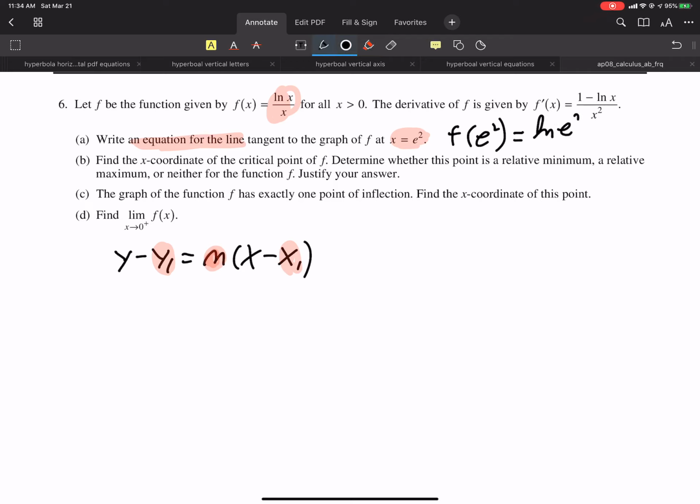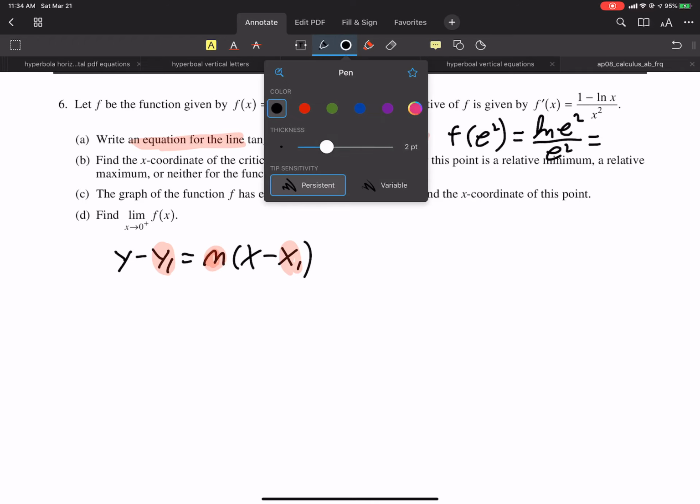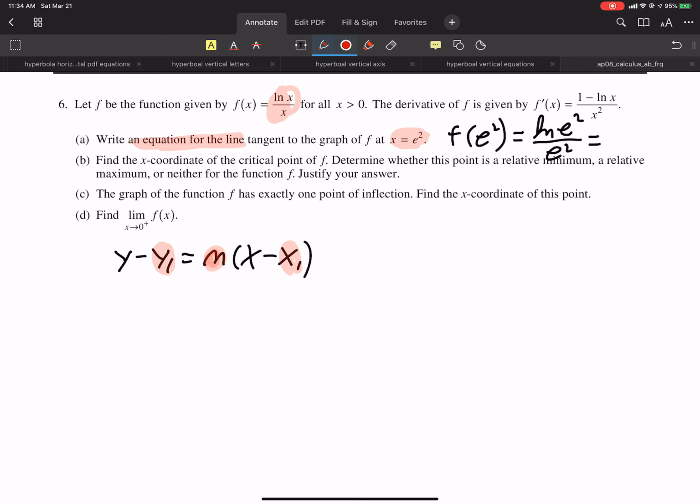Ln of e squared and e squared. Now, two ways to look at the top. I can bring the 2 in front of the ln, and everyone knows ln of e. Well, we should know. It's just 1. Or another way to look at it, these are inverse functions. The ln and e cancel each other out. So we get 2 over e squared. That's the y-coordinate.